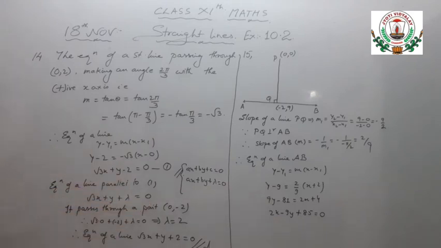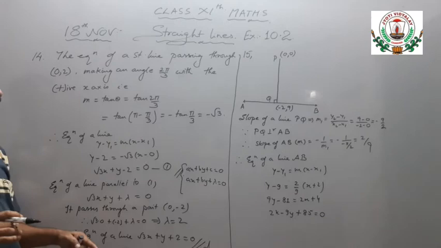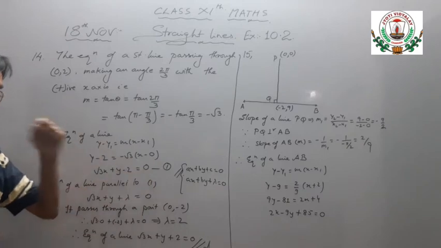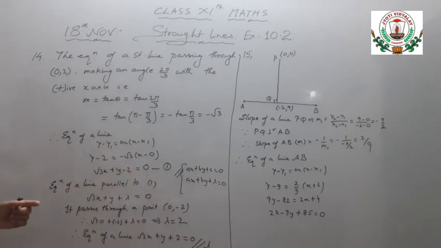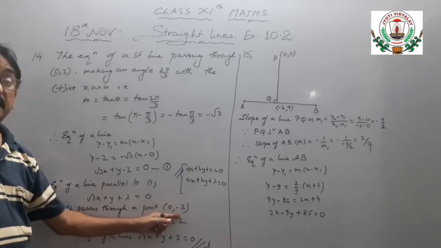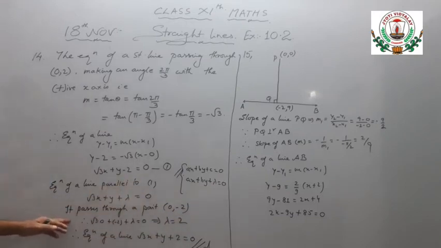And it crosses the y-axis below the origin at a distance of 2 units. When it crosses the y-axis, the point is lying on the y-axis, so the abscissa value will be 0 at that point. And the ordinate, below the origin on the y-axis at a distance of 2 units, will become minus 2. So the passing point is (0, minus 2). After satisfying the point in this equation we get lambda equals 2, and the required equation of the line therefore becomes root 3 x plus y plus 2 equals 0.